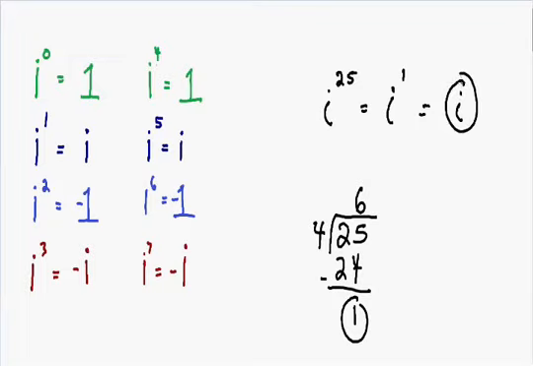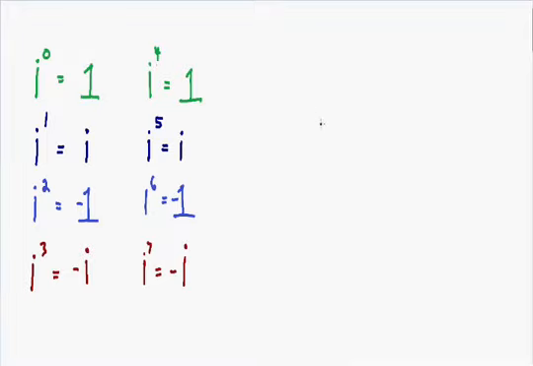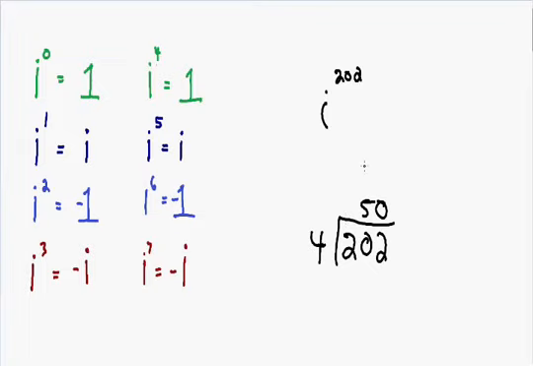Let's go over another example. So let's say we have i with a power of 202, and we need to simplify this. And once again, we want to divide the exponent by 4. So let's divide 202 by 4. And we know that 4 goes into 202 50 times. And 4 times 50 is equal to 200. And if we subtract this, we get a remainder of 2.